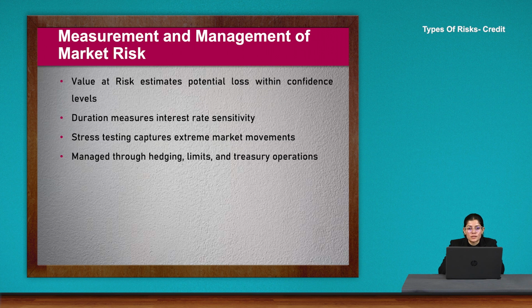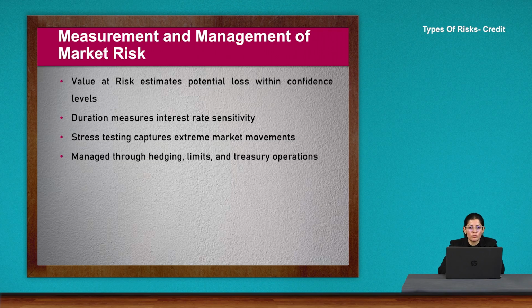Now let's move towards the next slide. It is on the measurement techniques. First one is VAR, that is value at risk. So it estimates the maximum expected loss over a specified time horizon at a given confidence level. Second one is duration and convexity. So they assess interest rate sensitivity of bond portfolios. Third one is stress testing and scenario analysis. So it will evaluate the impact of extreme but plausible market shocks. And why it matters?